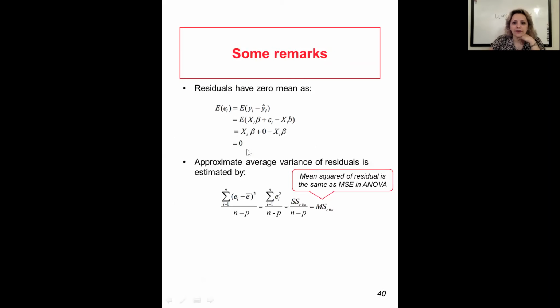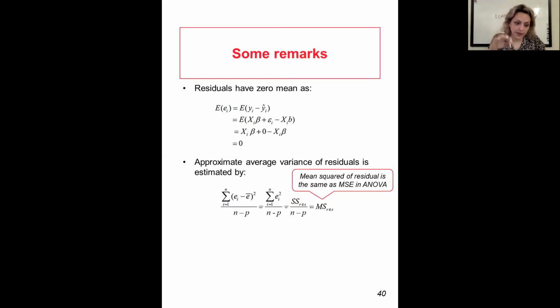So look here, residuals have zero mean, like we talked about. The expected value of our residual should be 0. Here's a proof of it. And the approximate average variance of the residual, when we want to find it, we talked about that before as well.